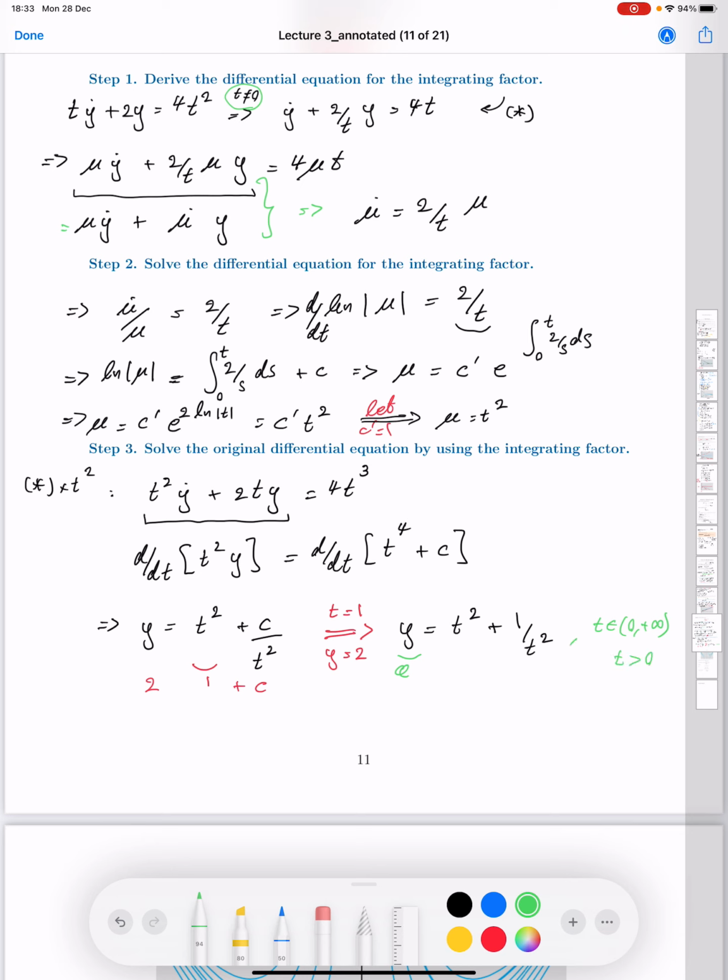I cannot say, well, this is my solution for, say, minus 1 to infinity, or in general, for any t in R. No, because based on the definition of a solution there, the derivatives of the solution should exist for any number on that interval. So, no.